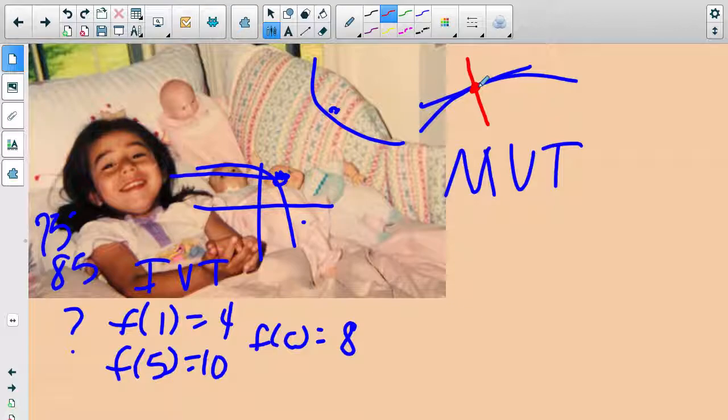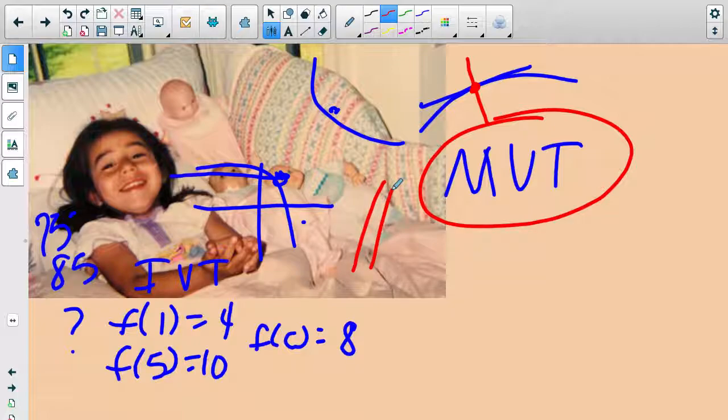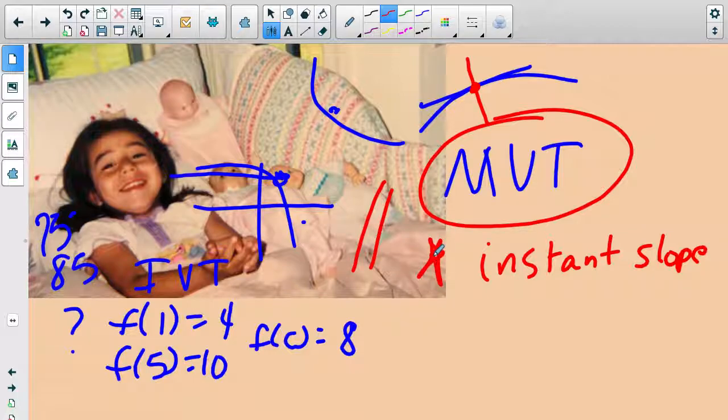So back to MVT. MVT is all about parallelness. It's all about the wonderful instantaneous slope, and it's remarkable and wonderful and fabulous and awesome, and then there's the crummy slope.